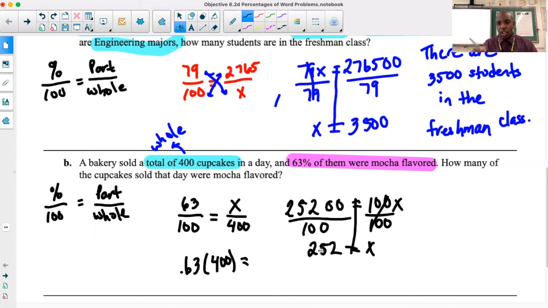So, all right, great. So we have 252 here. The last thing you need to do is make sure you write a sentence. The sentence needs to say that there were 252 cupcakes sold that were mocha.